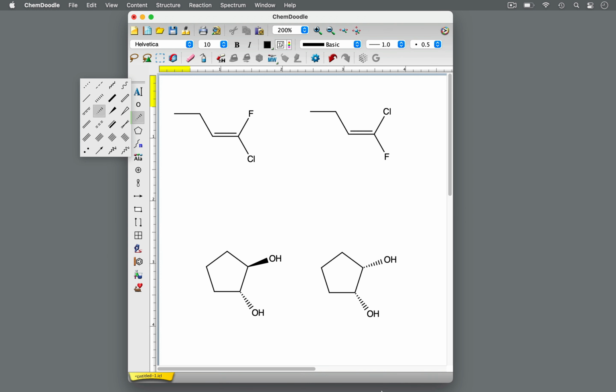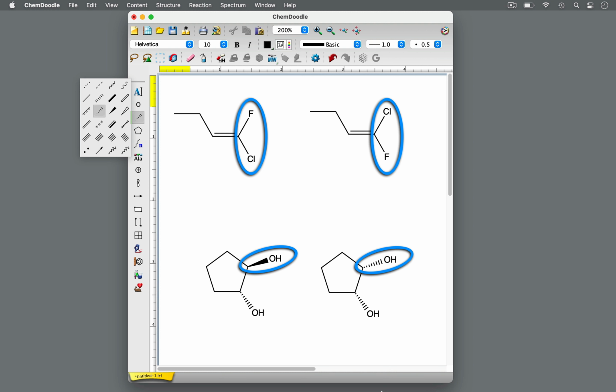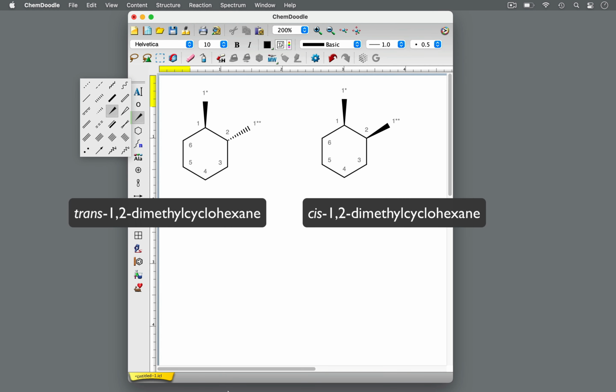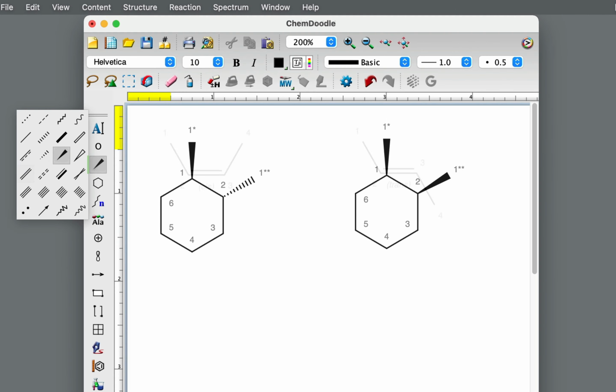Geometric isomers, such as these, are molecules with the same atoms and bonds, but different spatial arrangement of atoms or groups relative to the restricted rotation about double bonds or ring structures. The cis-trans assignment is a useful method of differentiating geometric isomers with limited rotation, such as cyclic compounds and simple alkenes.